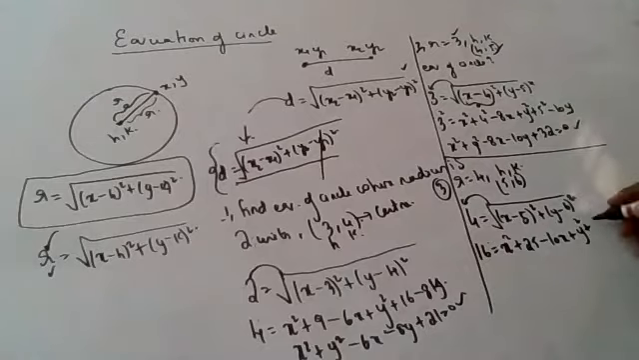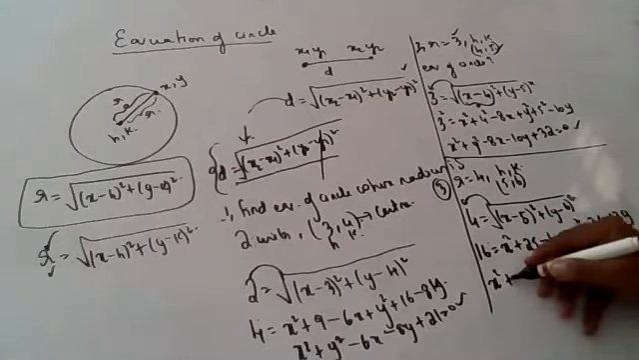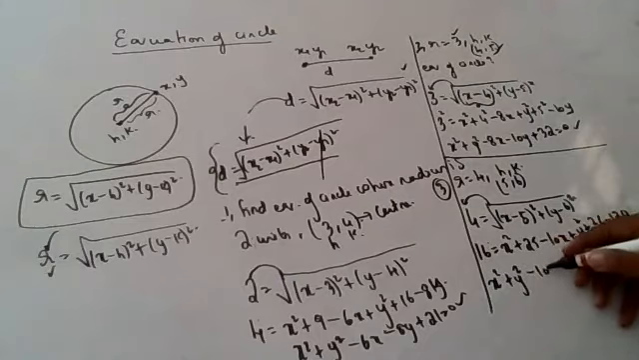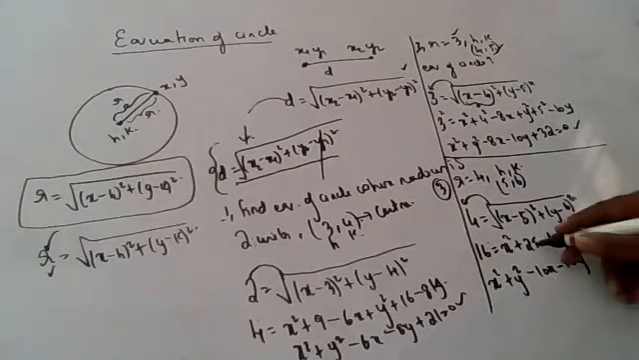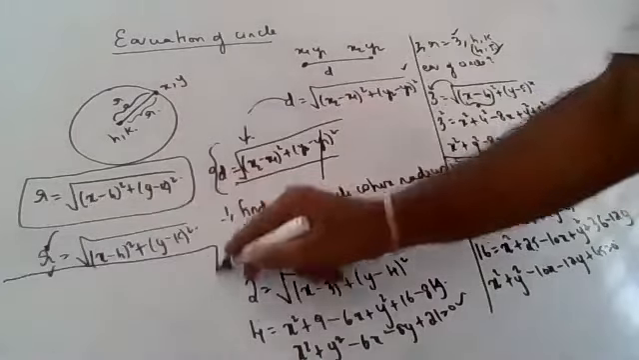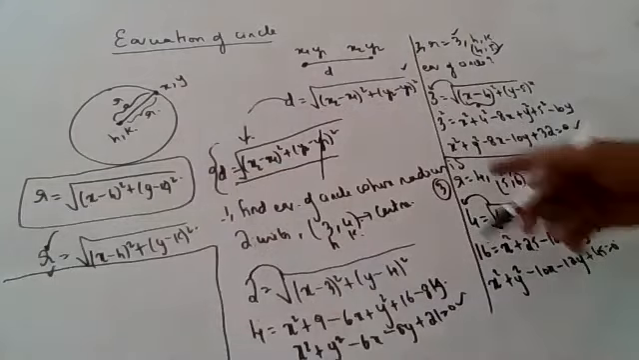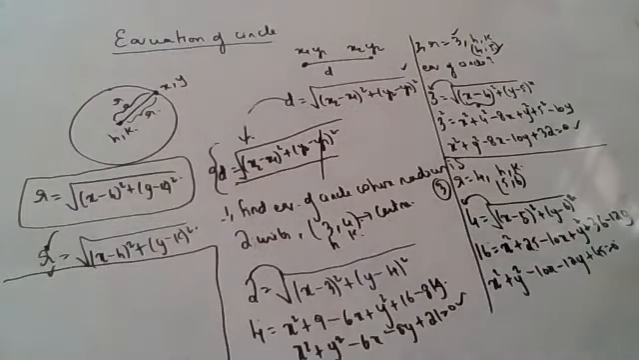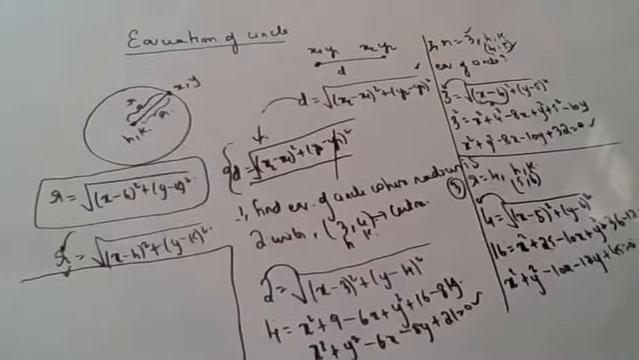Okay, 6 square is 36, children, minus 12y. So children, what is the answer? x square plus y square minus 10x minus 12y. 25 plus 36 is how much, children? 61. 61 minus 16, children, how much are you getting? 45. Plus 45 is equal to 0. Okay, children, I hope you are able to understand. So children, if the radius is given and the center coordinates are given, you should be in a position to find the equation of the circle.